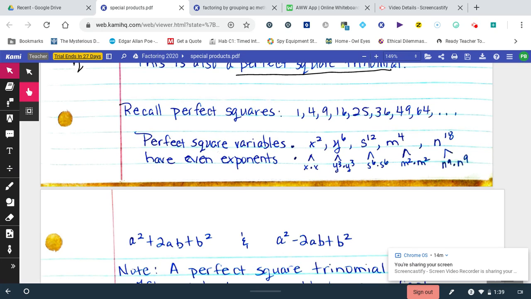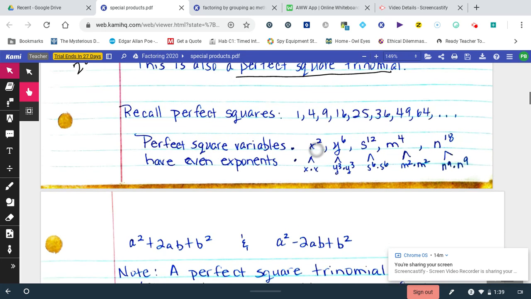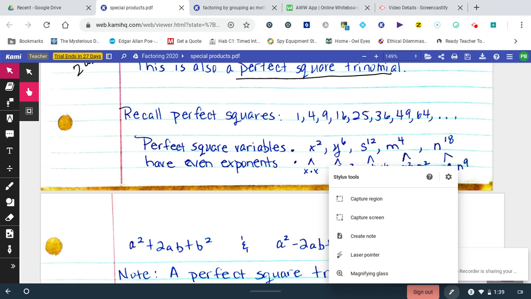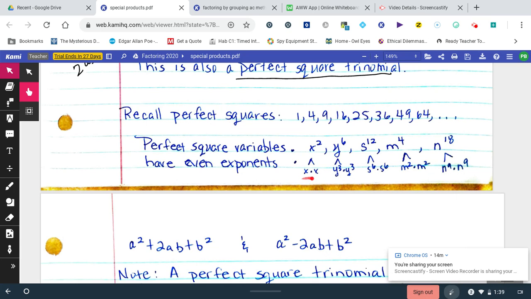All right, perfect square variables have even exponents. Okay, this is something that you really need to know. A variable is considered a perfect square as long as its exponent is even. Okay, so x squared is a perfect square because x times x will give you x squared. y to the 6 is a perfect square. 6 is even. y cubed times y cubed gives you y to the 6.